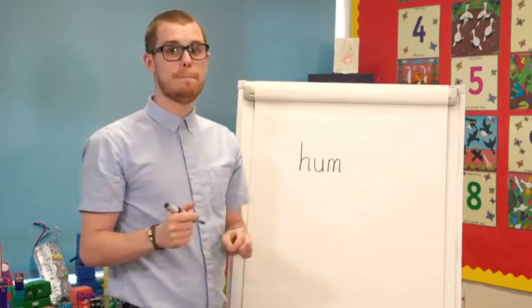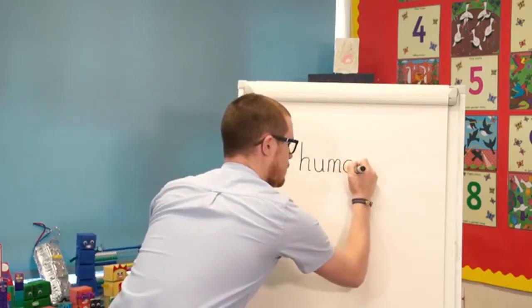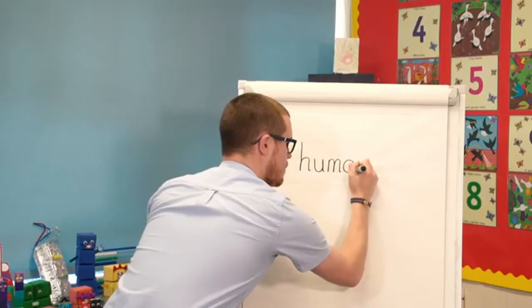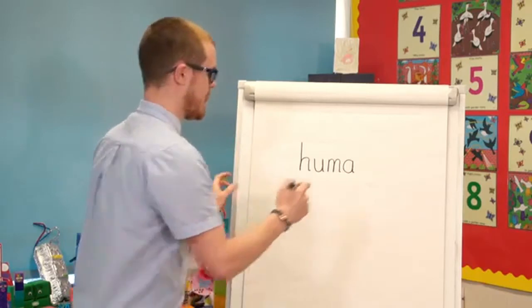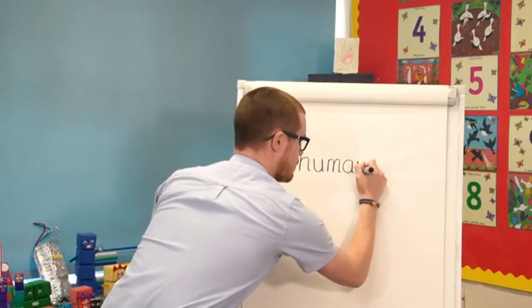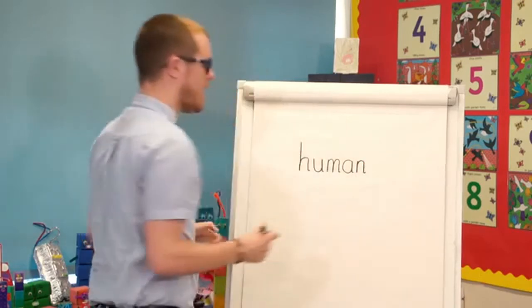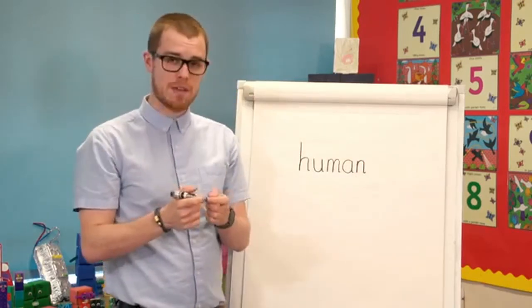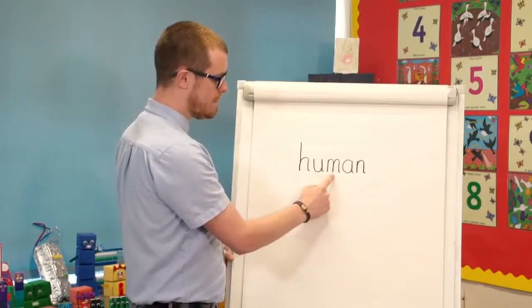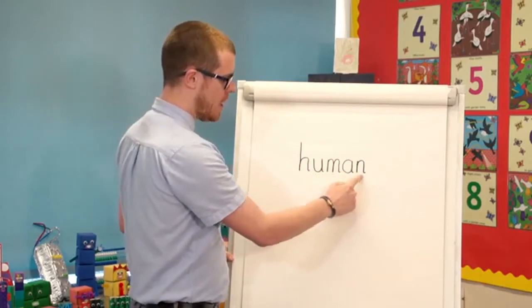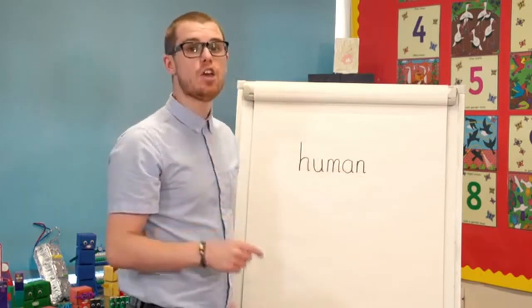Then we have m. My next grapheme is a. And my final grapheme is n. U, m, a, n. Human. But remember, we say human.